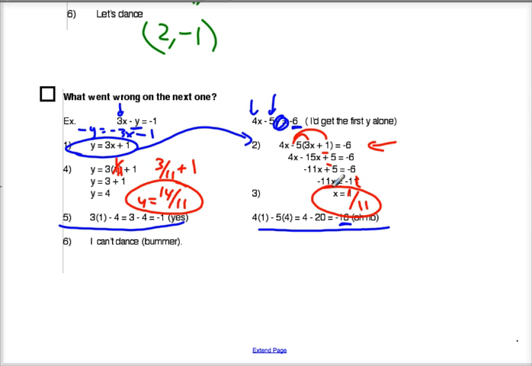I'm not going to check that right now because, again, I just wanted you to point out that, hey, this is where the mistake was. That's what caused the problem.